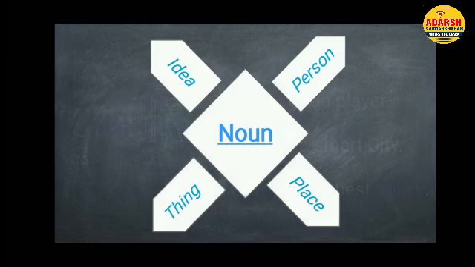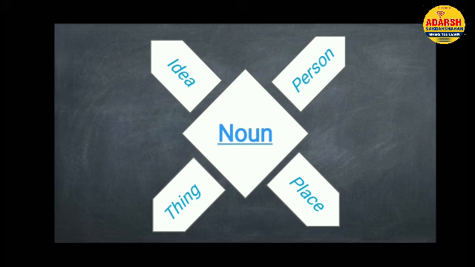Now, again let us repeat. A noun is a word used as a name of a person, place, thing, or an idea. Person like Narendra Modi, place like Haryana, thing like a grammar book, idea like love.